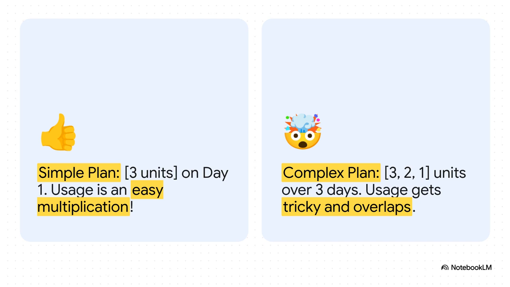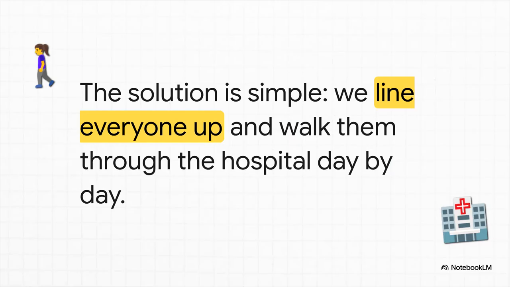But what if the plan is more complex? Say it's a 3-day treatment where the dose tapers off. Suddenly things get messy. The patients from Monday are still getting treated on Tuesday, overlapping with the new Tuesday patients, and it just gets tricky to track. So, how in the world do we organize this chaos? Well, the solution is actually beautifully simple, and it's visual. We're just going to line everybody up and walk them through our virtual hospital one day at a time.